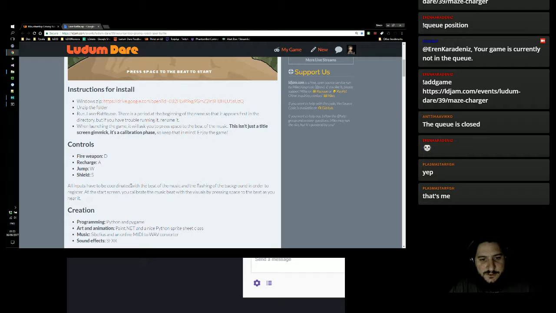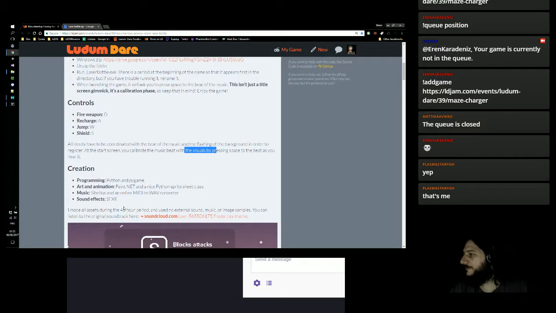All inputs have to be coordinated with the beat of the music and the flashing of the background in order to register. At the start screen, you calibrate the music beat with the visual by pressing space to the beat as you hear it. I may be bad at this, knowing that it's 2 a.m. here, but I will try.